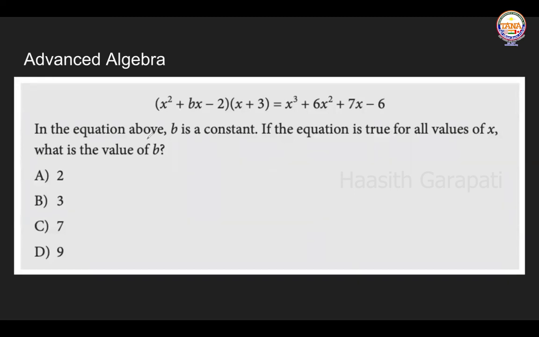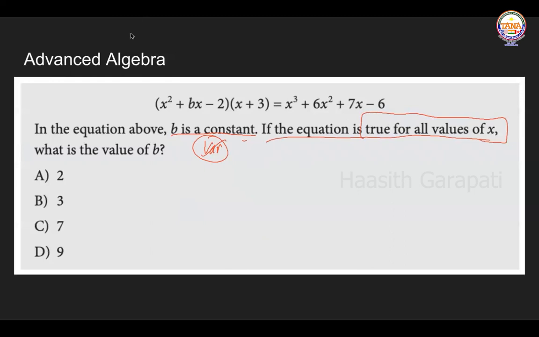Okay, in the equation above, b is a constant. So remember, when they say b is a constant, it means it is not a variable. It means that b has a constant value. It is a number, we just don't know what the number is. Now it says if the equation is true for all values of x, there's a true for all values thing again, the infinite solutions thing. If the equation is true for all values of x, what is the value of b?